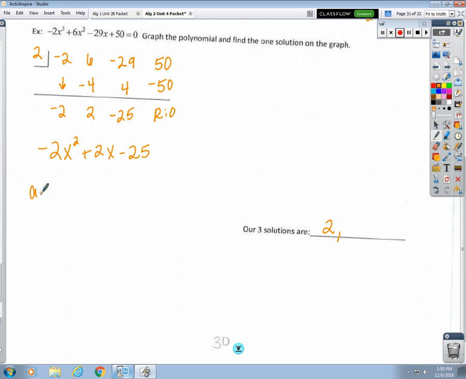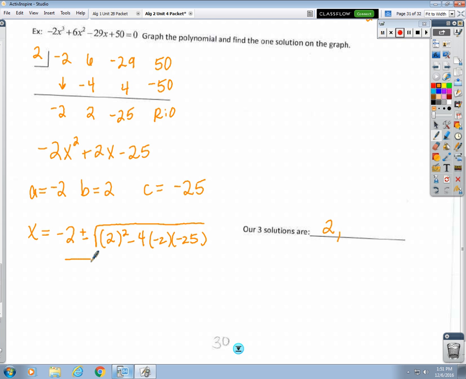So we have to identify the A, B, and C. What is the A? What's the B? And what's the C? Okay, so it's going to be x equals negative b plus or minus the square root of b squared minus 4ac all over 2 times a. Now I just start simplifying. I'm going to bring the work up here.